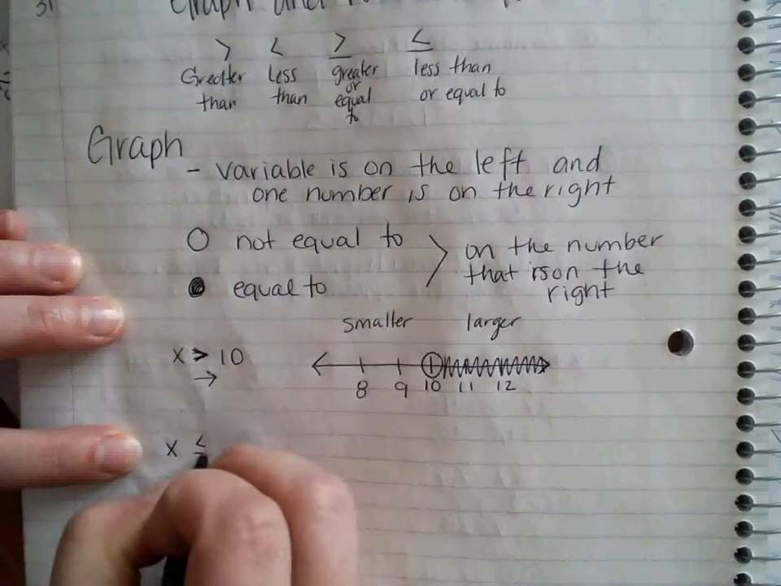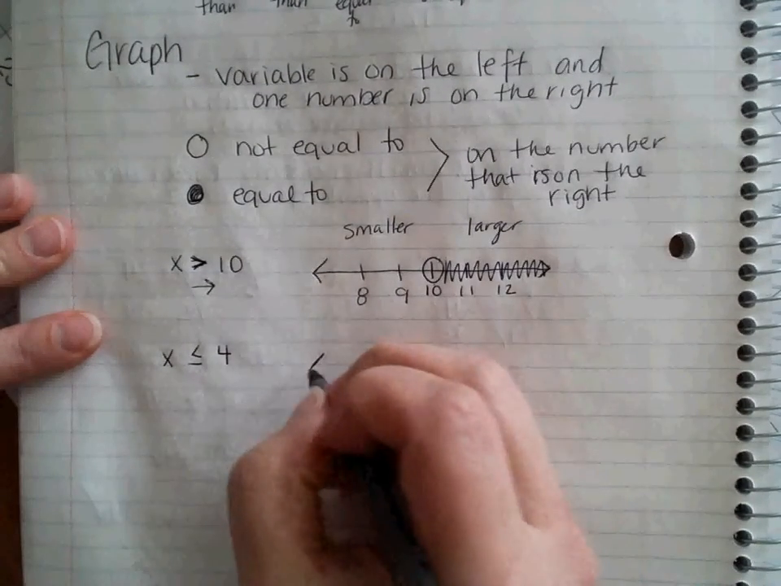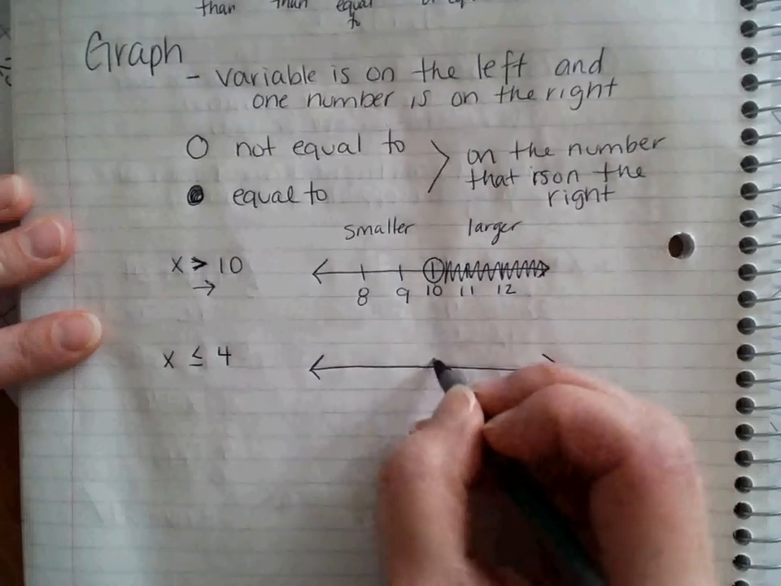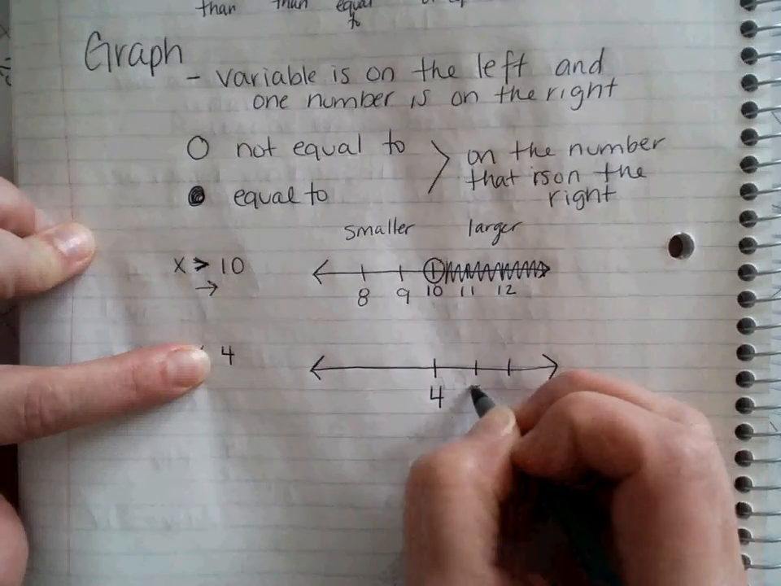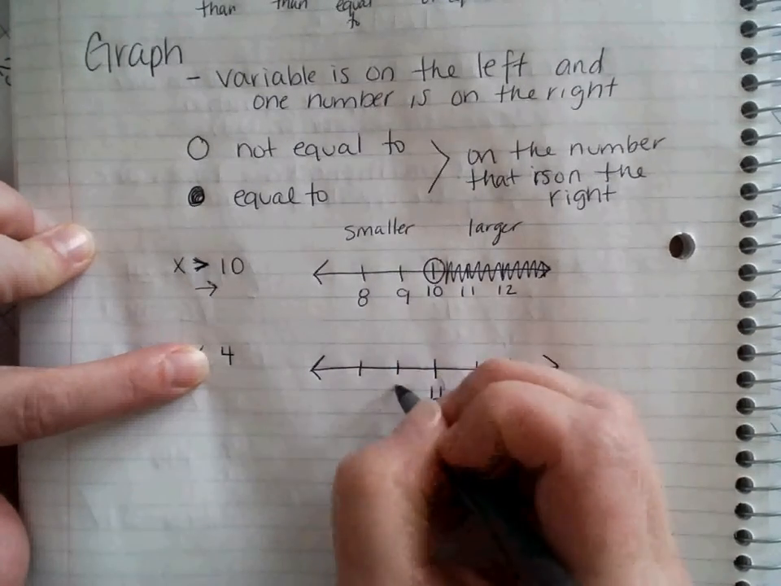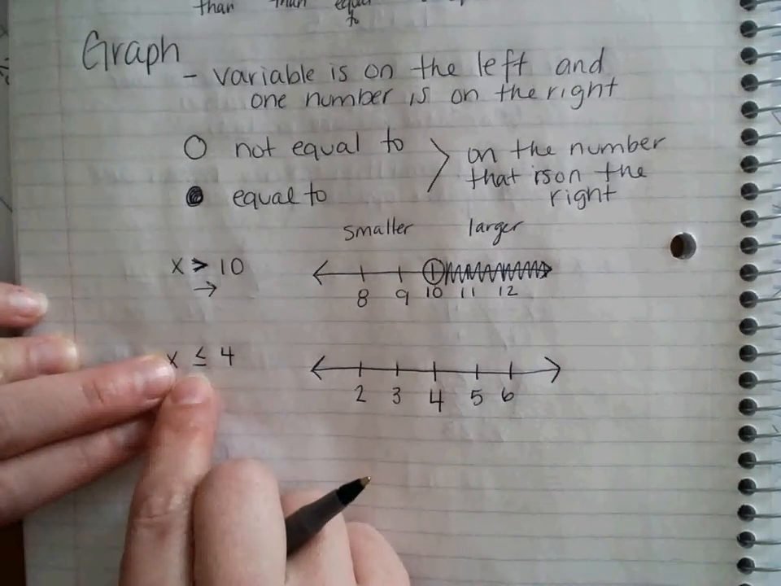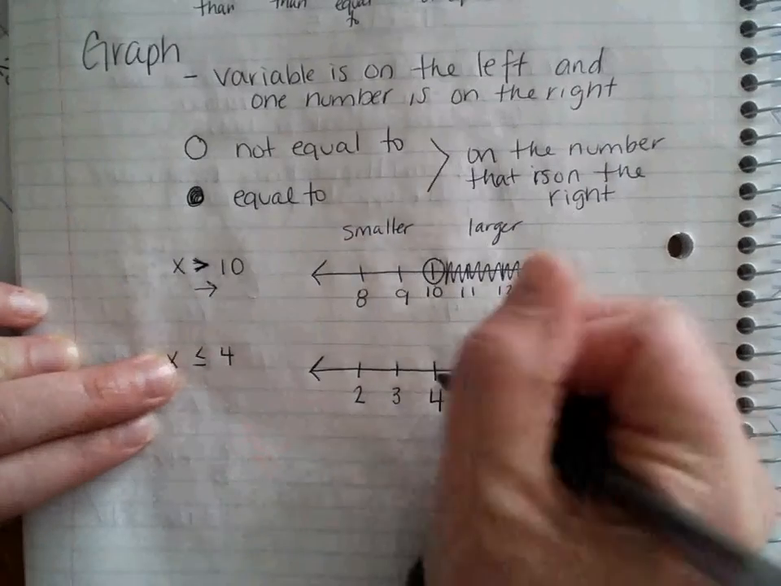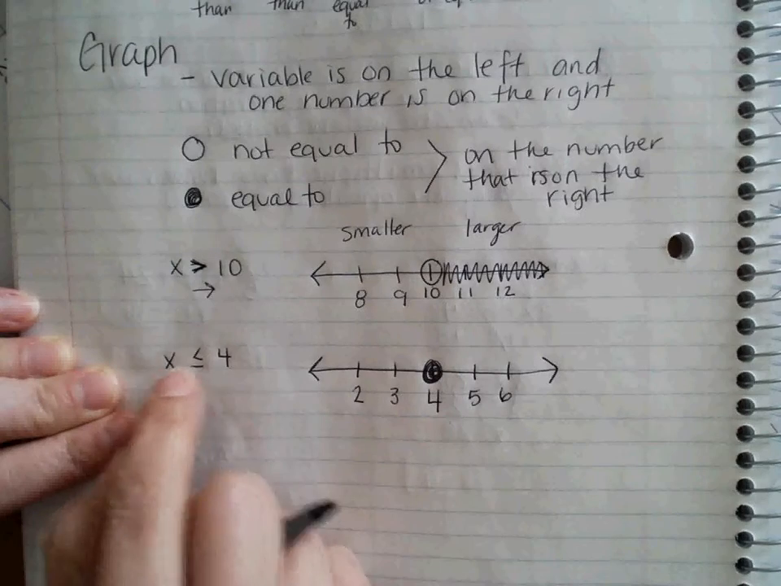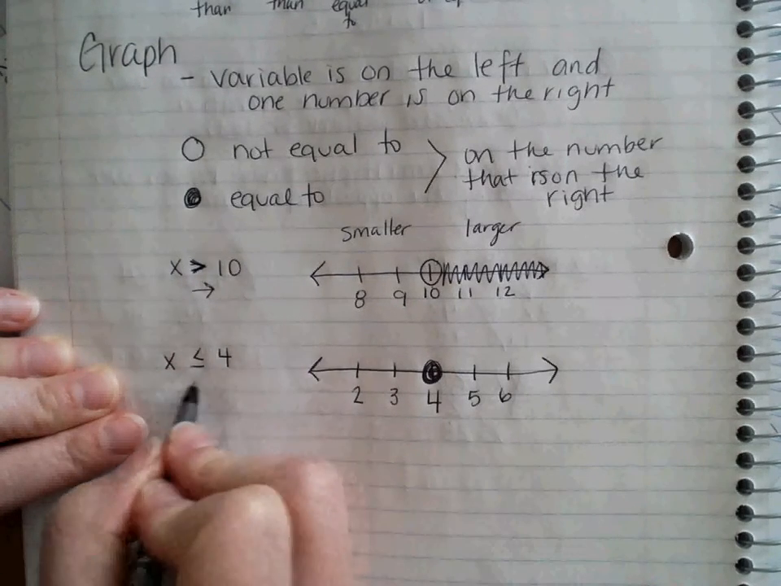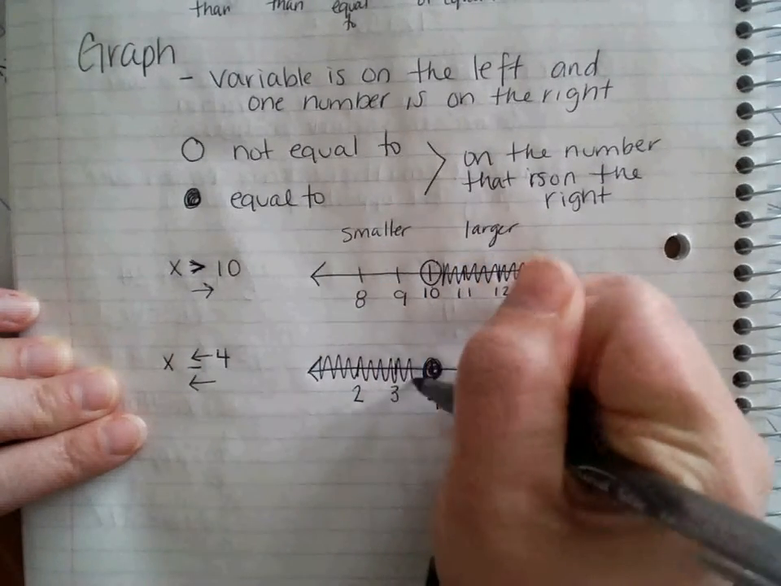So if I gave you x is less than or equal to 4, once again, if a number line is not provided, you could draw one by just putting the number you're using, which is 4, two larger, 5 and 6, and two smaller, 3 and 2. I'm going to put a closed circle this time because I have a line underneath my symbol, meaning equal to. So my answer can be equal to 4. Then my variable is on the left, so it is an arrow pointing to the left, so I'm going to shade going to the left.